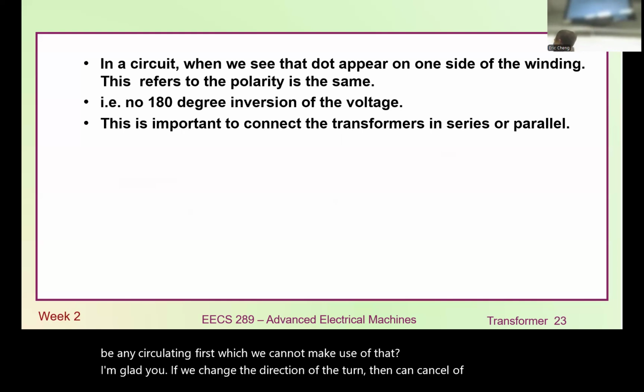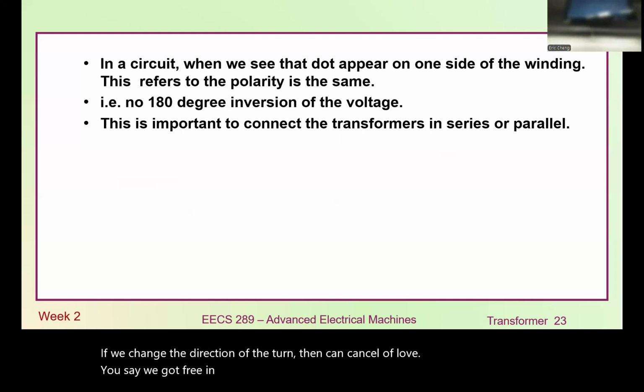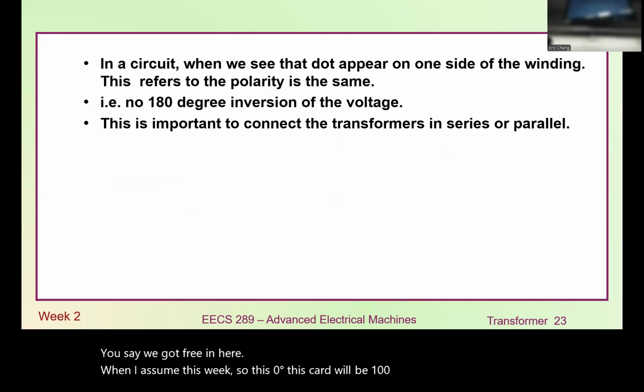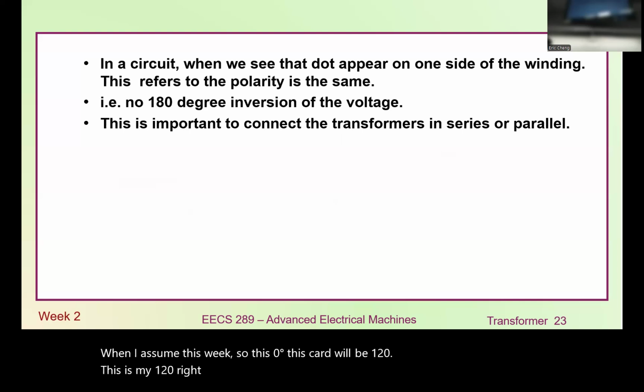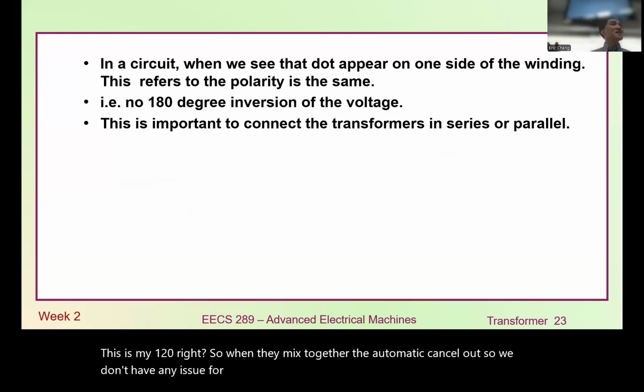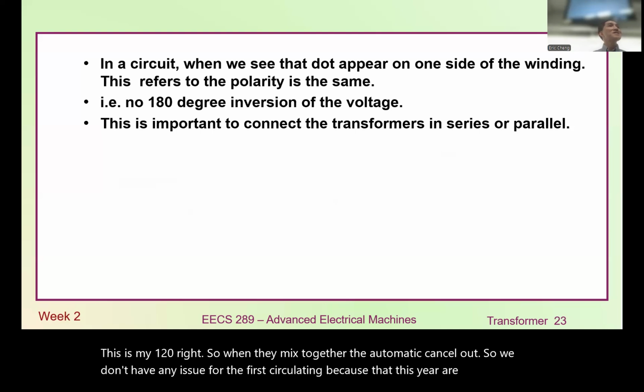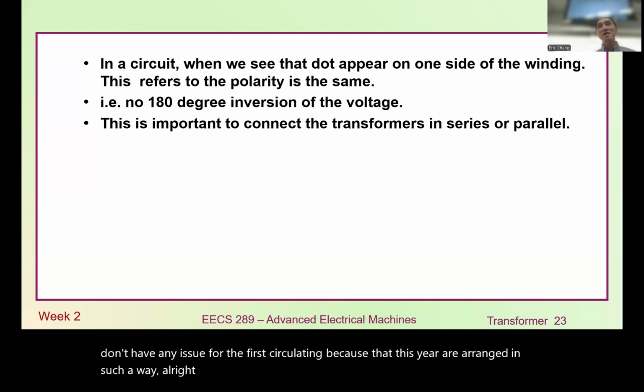No. You see, we've got three here. Assume this one is 0 degrees, this flux will be 120, this is minus 120, right? So when they mix together, they automatically cancel out. So we don't have any issue with flux circulating because they are arranged in such a way, right? All right. So that's one way we make the transformer.